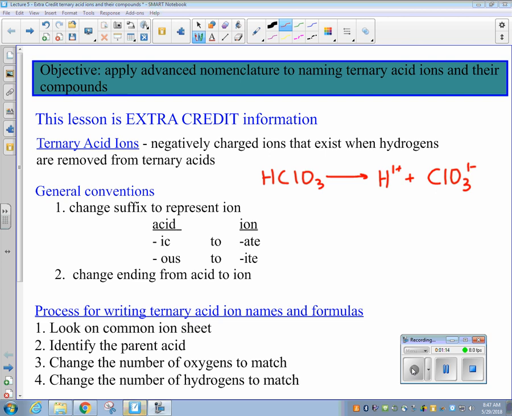We want to be able to name this ion formed from that dissociation, the ClO3, 1 negative ion. The names of these ternary acid ions are derived from the names of the acids from which the ion itself is derived. So we're going to start by looking on your common ion sheet and identifying the parent acid. You'll notice that the species HClO3, listed in the bottom left-hand corner, is given the name chloric acid.